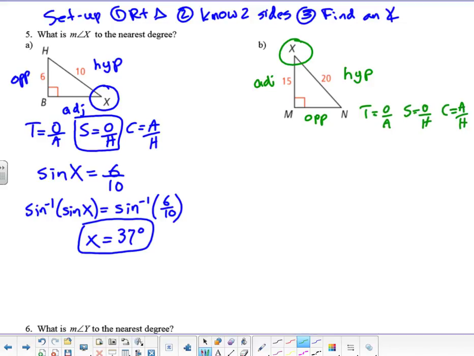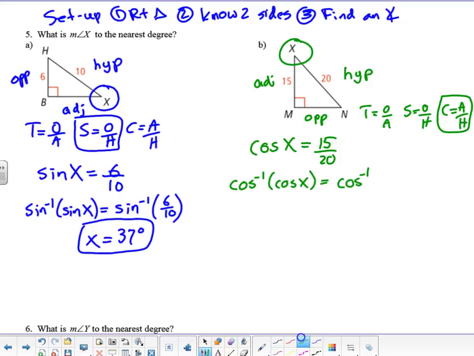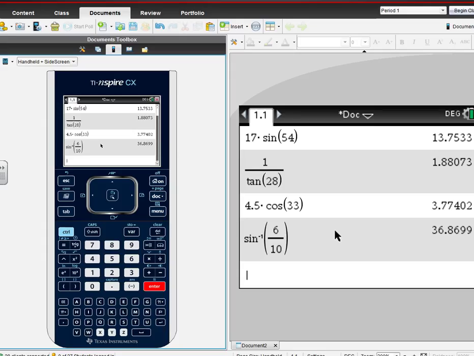All right. What two sides do we know? Adjacent and hypotenuse. That means we're dealing with cosine. So the cosine of x equals 15 over 20. Whenever you're trying to find an angle, you're going to do the inverse of the cosine of x equals the inverse cosine of 15 over 20. These two just cancel each other out, and we go back to our calculator.